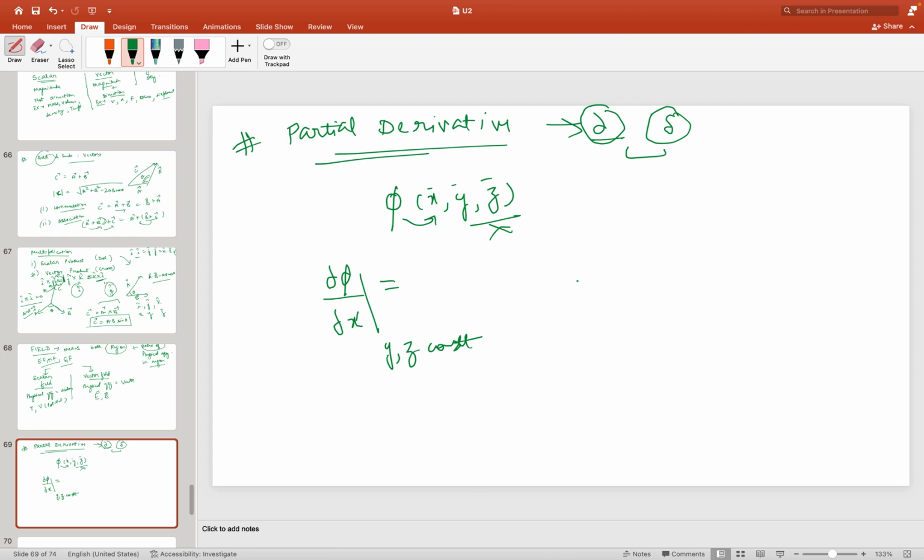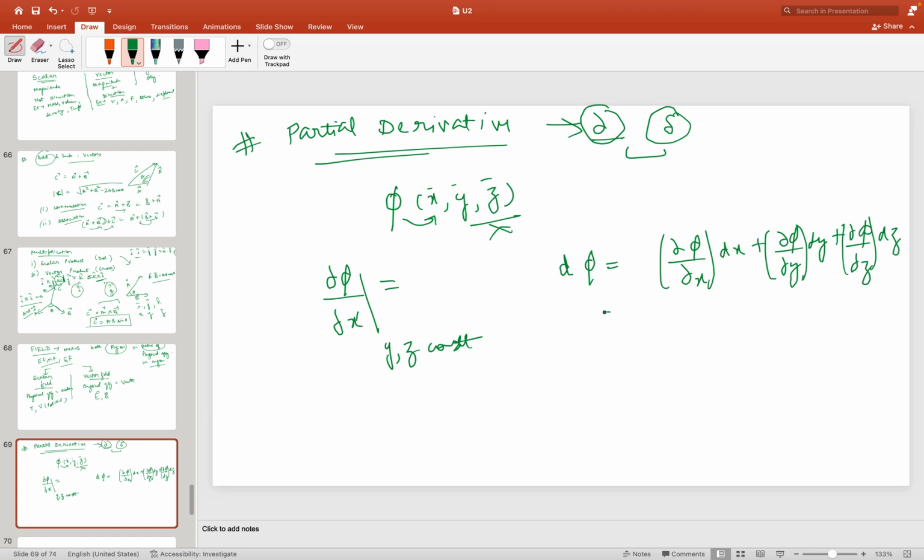So if I want to define the full derivative of this phi function, I can write it as d phi is equal to del phi by del x dx plus del phi by del y dy plus del phi by del z dz. This is how we write the fully differentiated form.